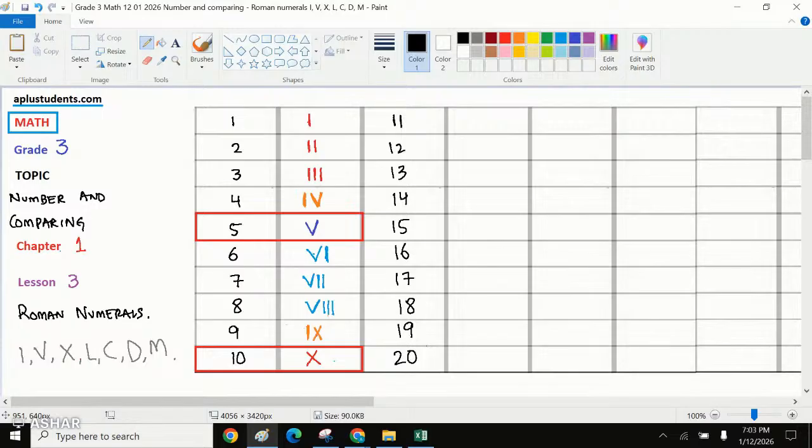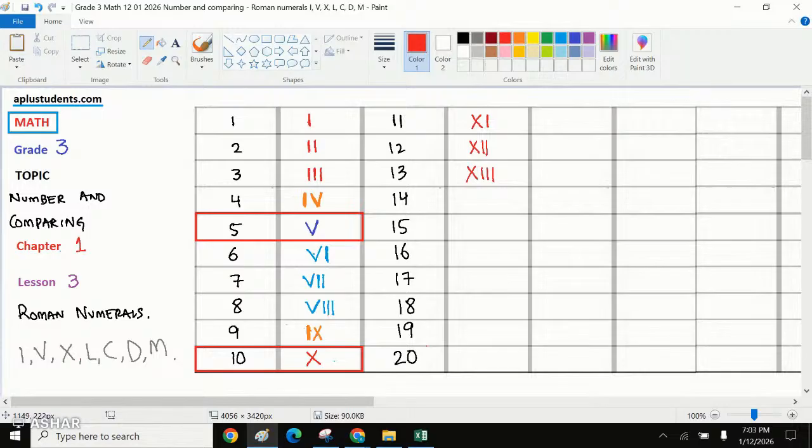Whenever we write on the left side, it's subtraction. Whenever we write on the other side, it's always addition. So we can write 10 plus 1. 12 is 10 plus 2. The next one is 10 plus 3. Moving ahead, let's stop at 14.